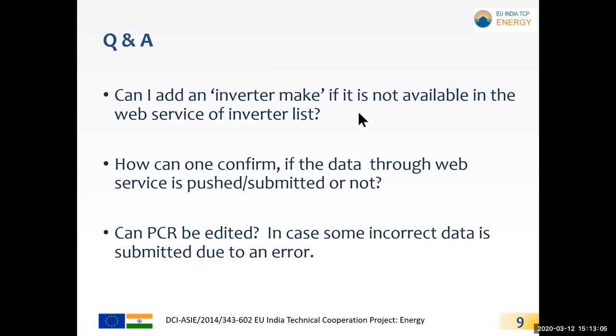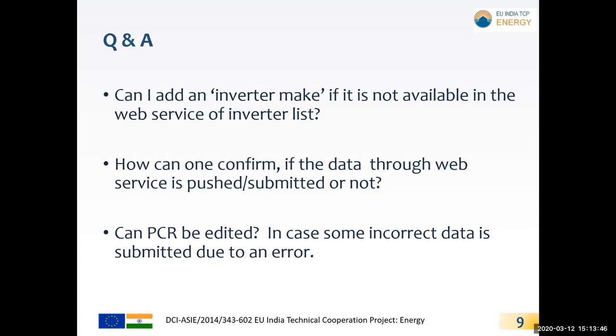There is another question which we answered in the previous webinar also: can I add an inverter make if it is not available in the web service of the inverter list? The answer is no, you cannot add an inverter make. If you find that your inverter is not listed, you can select the make as other. There is a parameter, inverter make other, where you can enter the name of the inverter make. So you cannot submit a new inverter make, but you have to select the category as others and then enter the name.